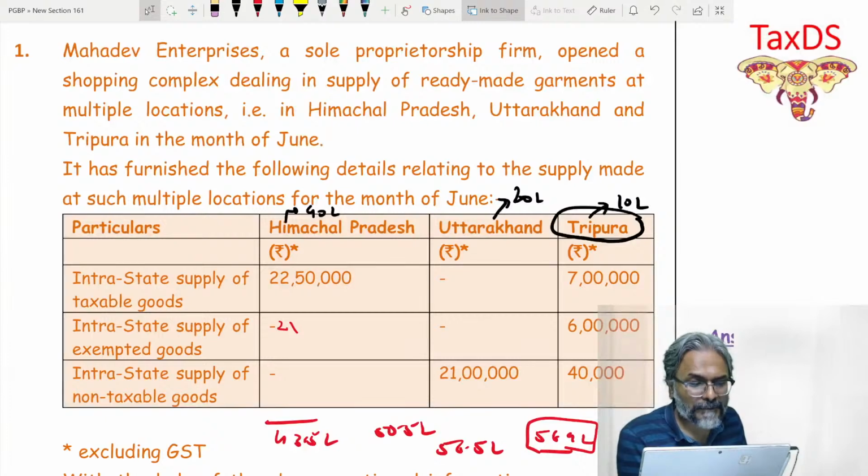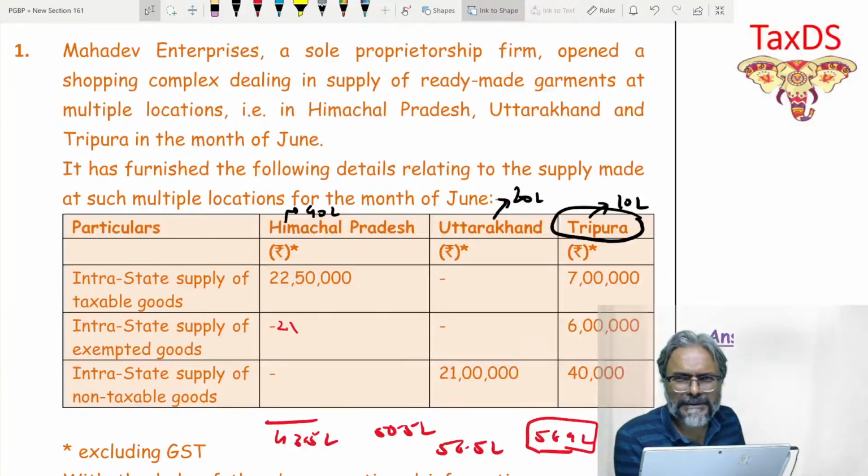So if you see the details below, it has furnished the following details relating to the supplies made at such multiple locations in the month of June. And what is that? Particulars: Himachal Pradesh, Uttarakhand and Tripura. For Himachal it is 40 lakhs, Uttarakhand 20 lakhs, Tripura 10 lakhs. Intrastate supply of taxable goods 22.5 lakhs, Uttarakhand nil and Tripura 7 lakhs. Intrastate supply of exempted goods, in this context, Tripura 6 lakhs. Intrastate supply of non-taxable goods 21 lakhs and 40,000.